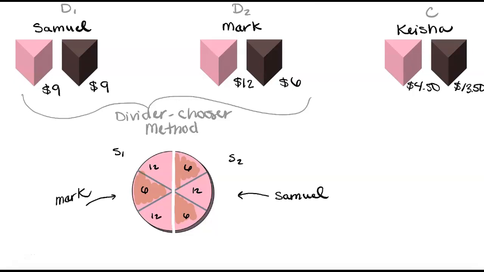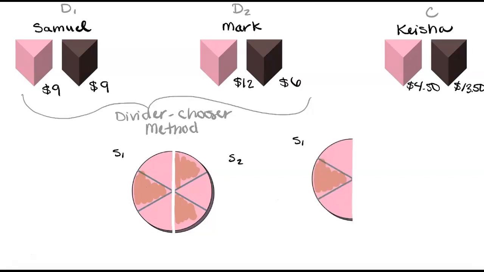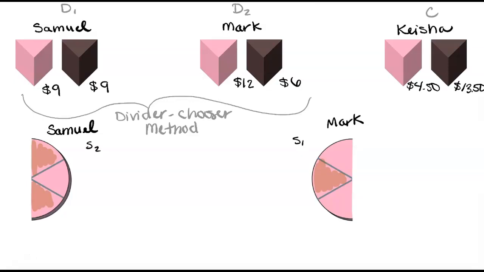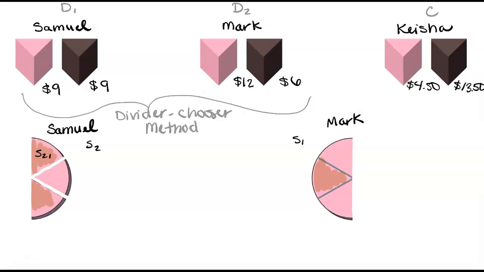Now that Samuel and Mark have used the divider-chooser method to cut the cake in half, they each now have the job of dividing their share into 3 equal shares. Mark has S1 to divide up, and Samuel has S2 to divide up. Again, since Samuel values strawberry and chocolate the same, he may simply divide this into thirds. In his eyes, each of those pieces is worth $9. Since this is S2 divided into 3 parts, let's label these portions as S21, S22, and S23.